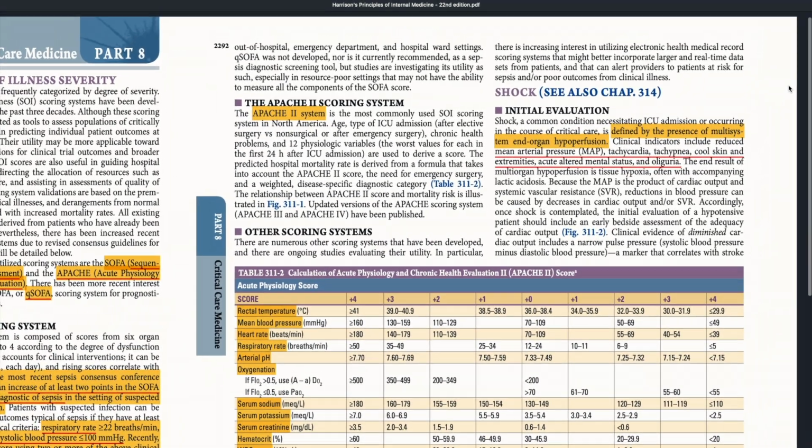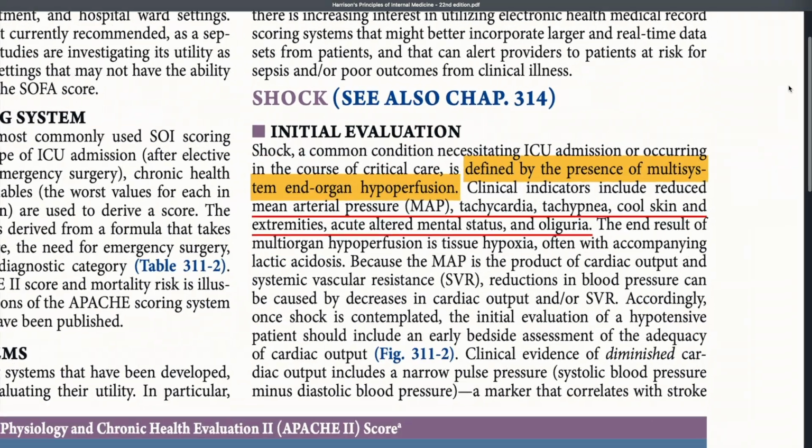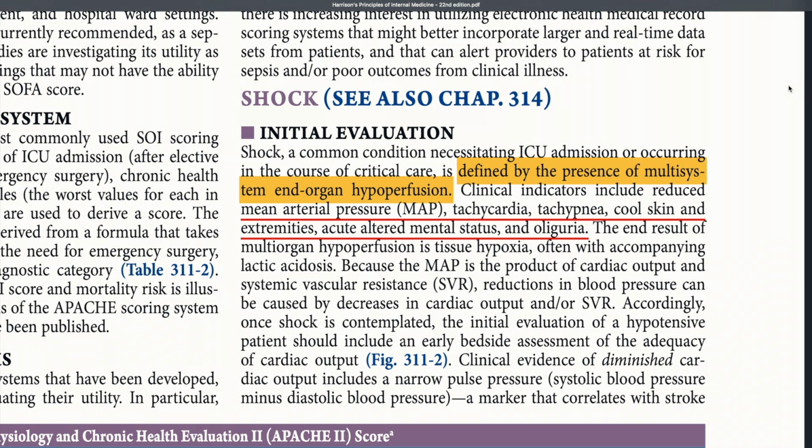So the most common emergency we face in ICU is shock. So how do we define shock? Shock is basically defined as the presence of multi-system end-organ hypoperfusion, or basically we can say inadequate tissue perfusion leading to organ dysfunction. So the clinical features include hypotension, tachycardia, cold skin or warm skin in septic shock, altered mental status, reduced urine output. These are the clinical features we see in shock.